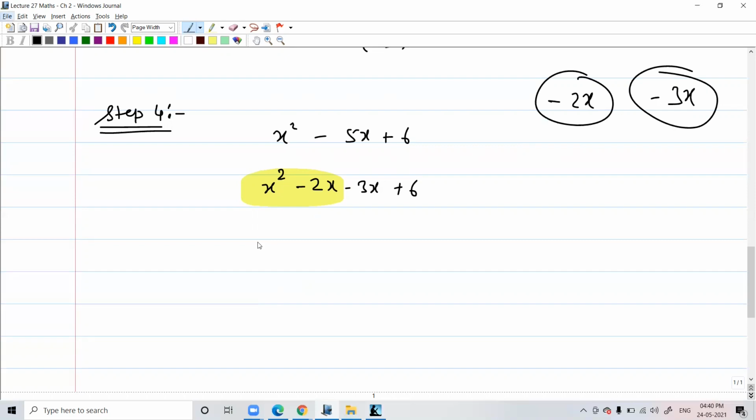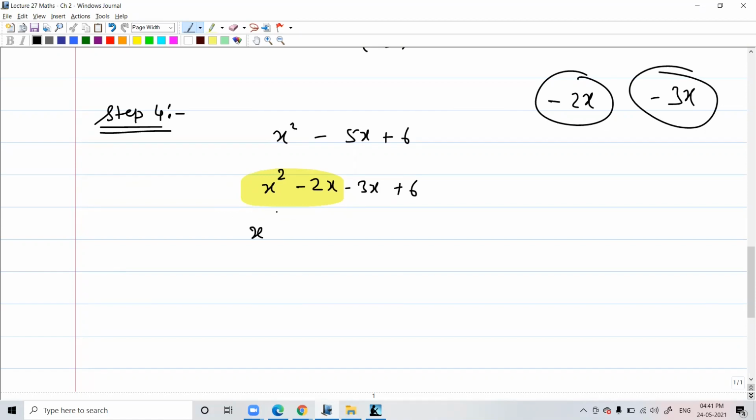Are you people able to follow this? Do you know how to take common? If not, you have to ask me. I will explain. Okay. So you people know how to take common. Tell me, what should I take common? X, sir.